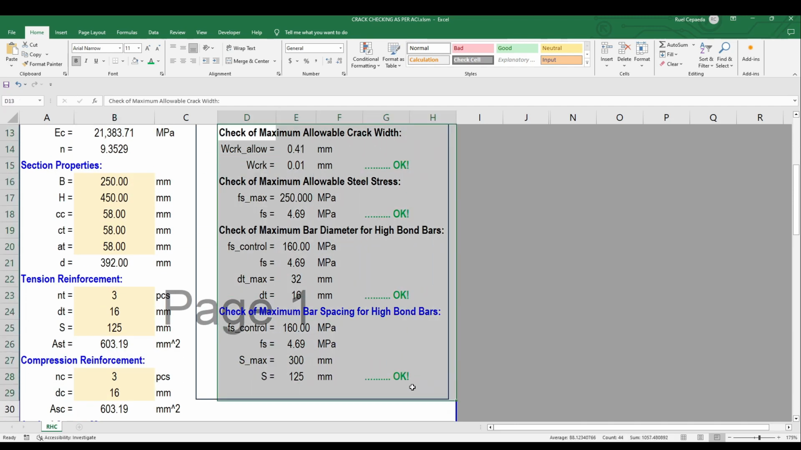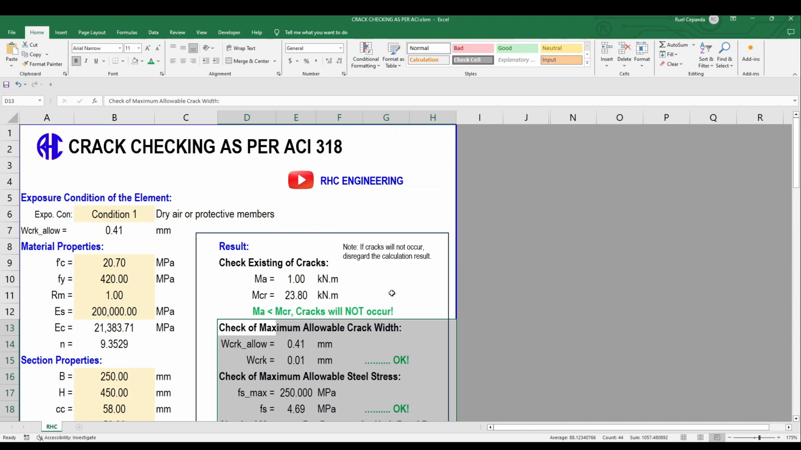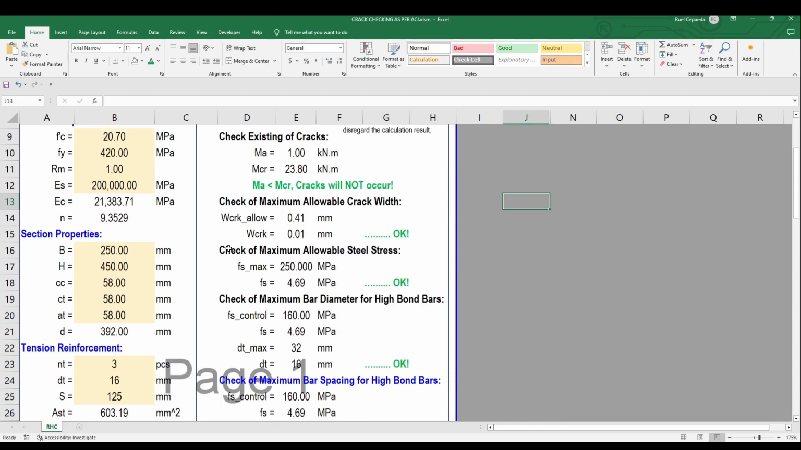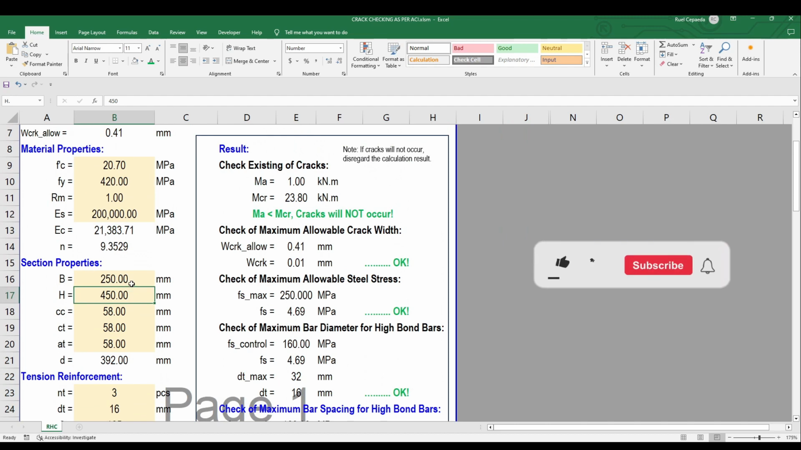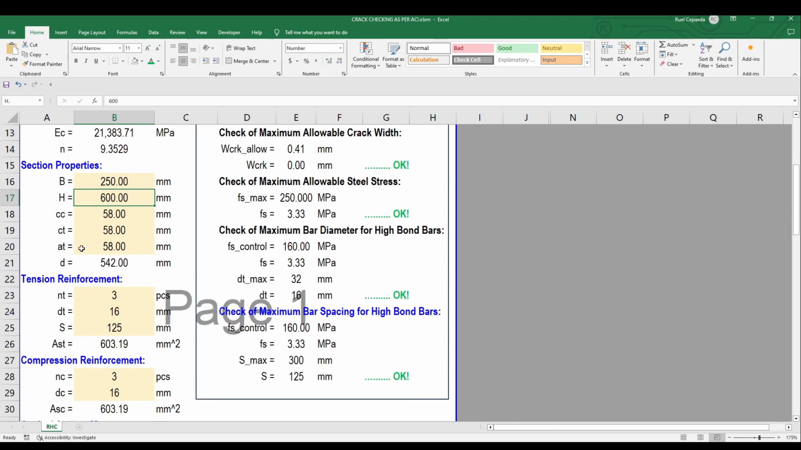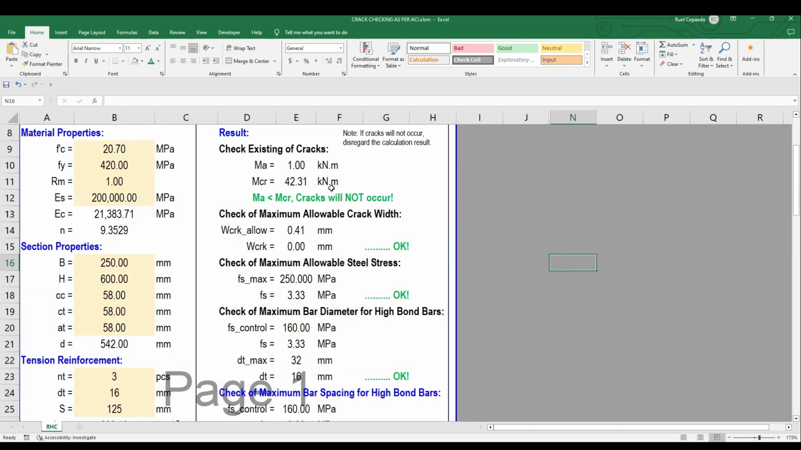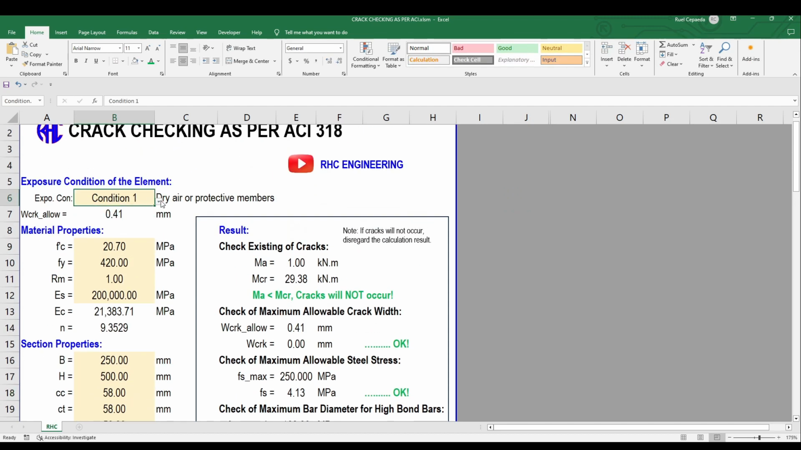Disregard. Please disregard this calculation. Ito yung note na yan. Kasi sometimes, kapag mag-change tayo rito, for example, nag-fail siya. Minsan nag-fail siya due to sa weight. Kasi nga, hindi na natin kailangan to i-check. Kasi, initially, hindi talaga magkakrack yung beam natin. Okay? Ayan. So, every time mag-change tayo rito, guys, automatically, mag-update na siya.